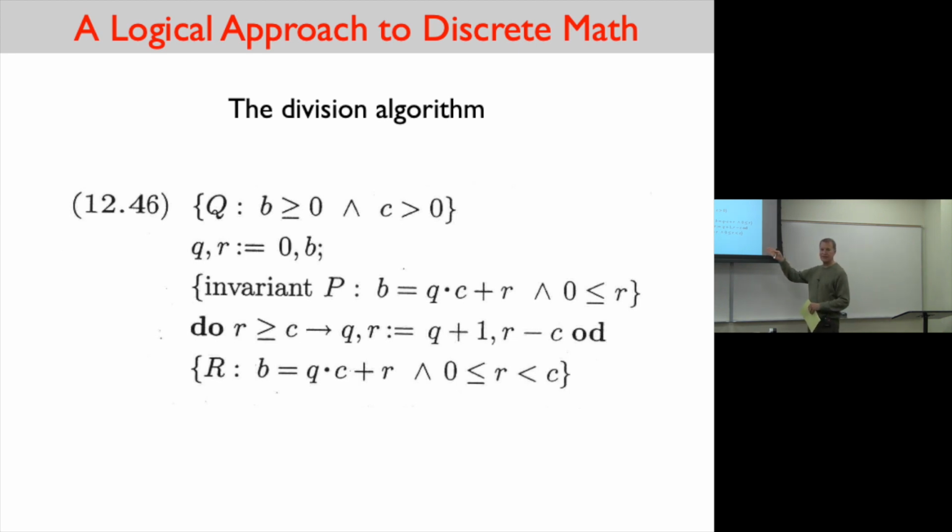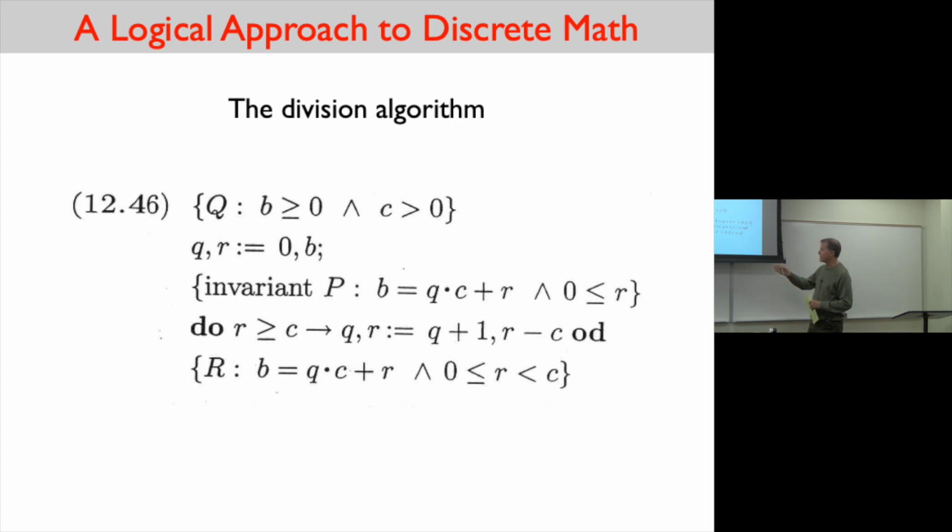So here is a description of the algorithm. We have the precondition, it's 12.46 in the book. The precondition is B is greater than or equal to 0 and C is strictly greater than 0. And then we have this Q and R. Q stands for quotient and R stands for remainder. We assume that B and C are given.